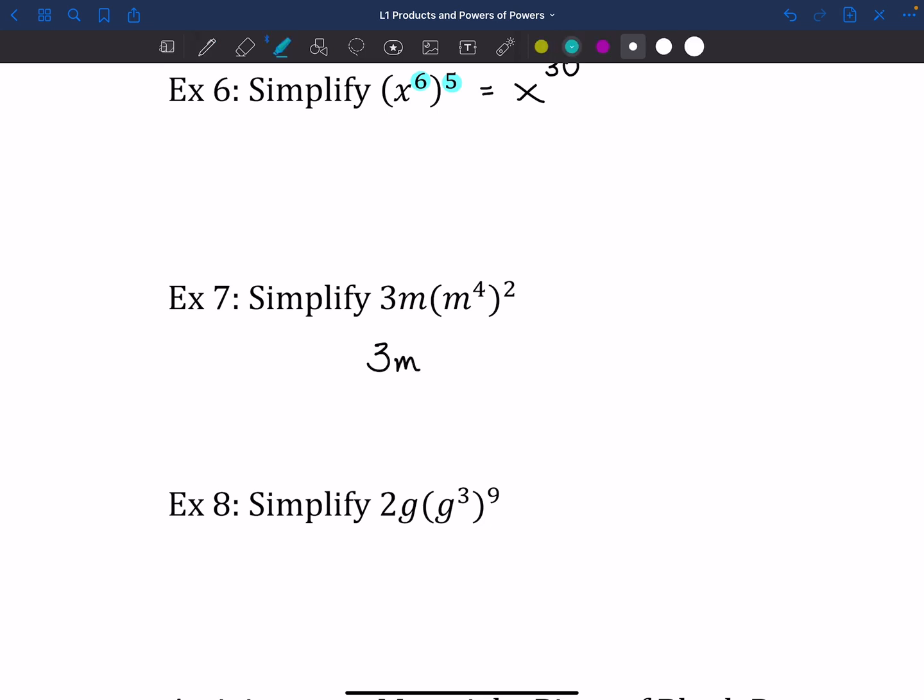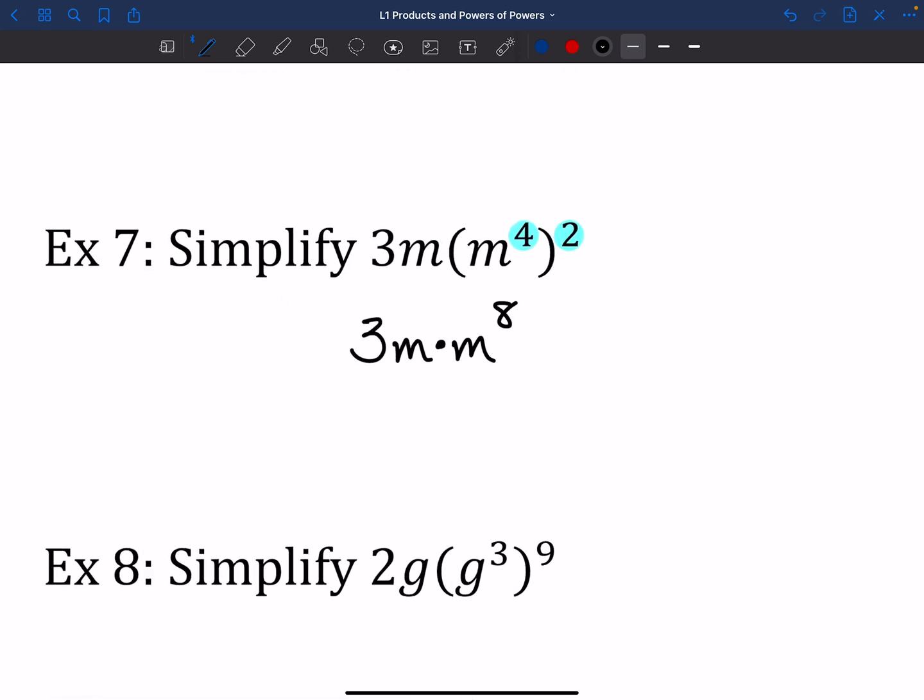I am, however, going to take care of this m to the 4th squared, right? And again, same deal as what we were doing before. I'm going to get m to the 8th power, because 4 times 2 will give us that 8. So we got a little bit more to do. We have 3m and then m to the 8th. If I wanted to be really super correct, I would put a little tiny dot for multiplication in there.